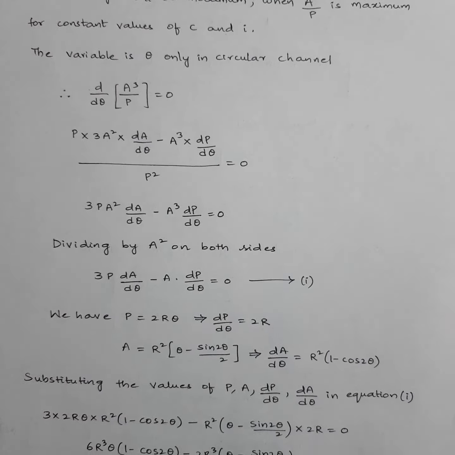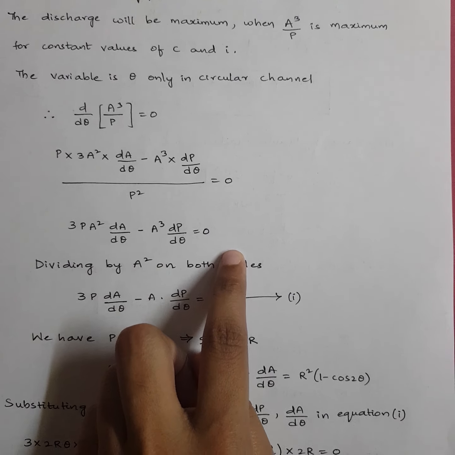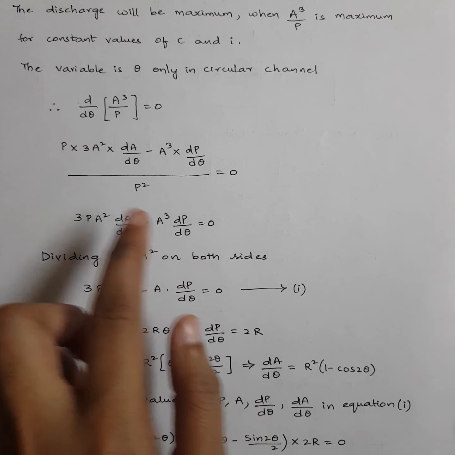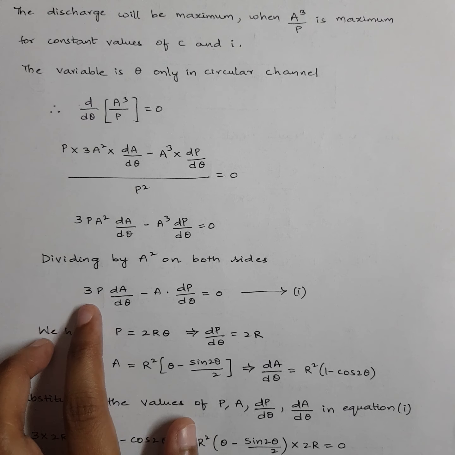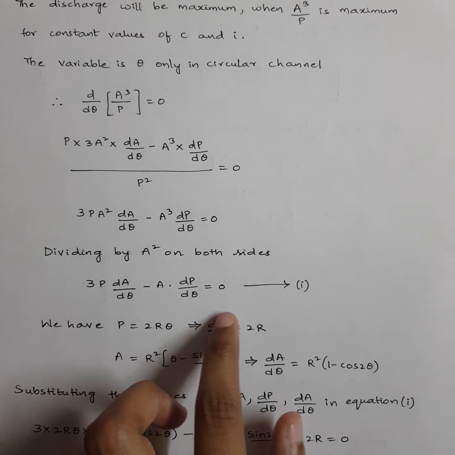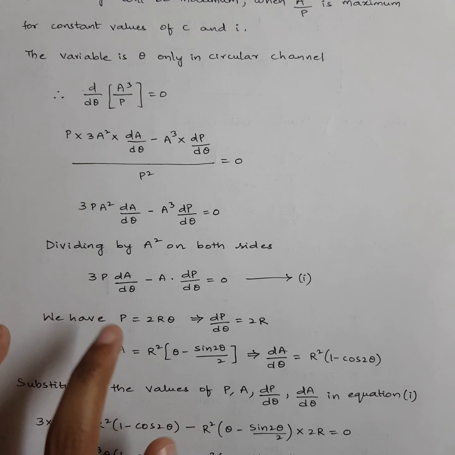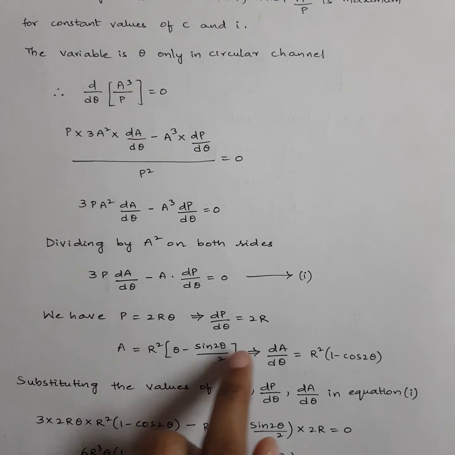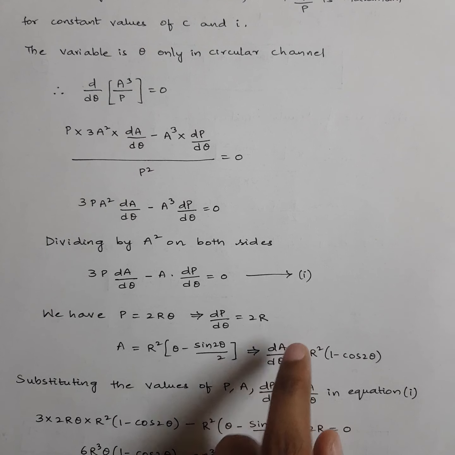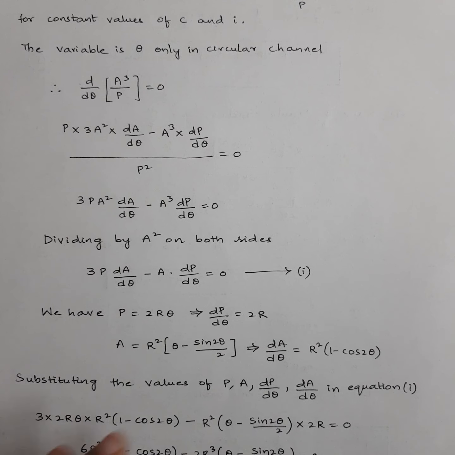Send this P square outside, it will become 0. So finally you will be left with this equation. I think A square is common here, no? So cancel out. You will be left with 3P dA by d theta minus A into dP by d theta equal to 0. This is equation number 1. You have the values of P, and you can calculate dP by d theta, which is 2r. I think these values we derived in the earlier case also.